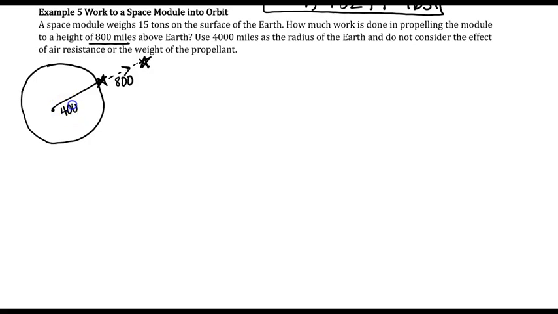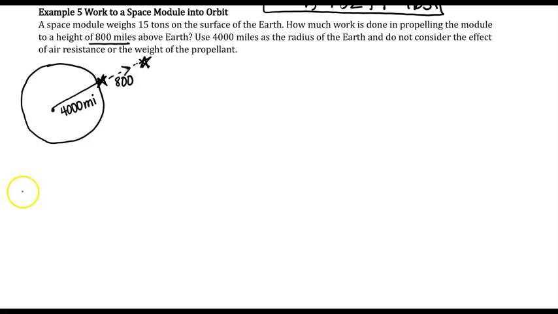In this problem, we have a space module that weighs 15 tons on the surface of the Earth. We want to know how much work is done in propelling the module to a height of 800 miles above the Earth. So it's moving in this direction, and it's going to land about there. We are given that 4,000 miles is the radius of the Earth, so I'll label that in the picture, and we're not going to consider air resistance or the weight of the propellant.